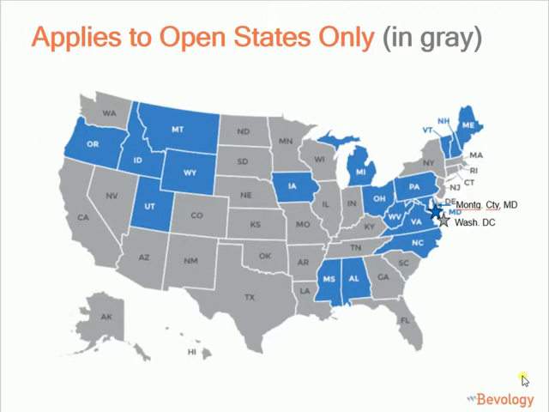As I said, it applies to open states only, and this is a map of the U.S. control and open states. The open states are in gray, control states are in blue, and control in our world means monopoly states, similar to the Scandex.